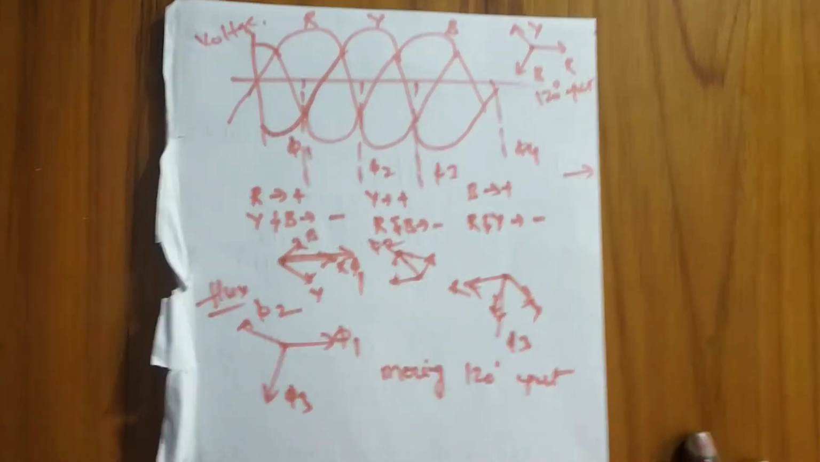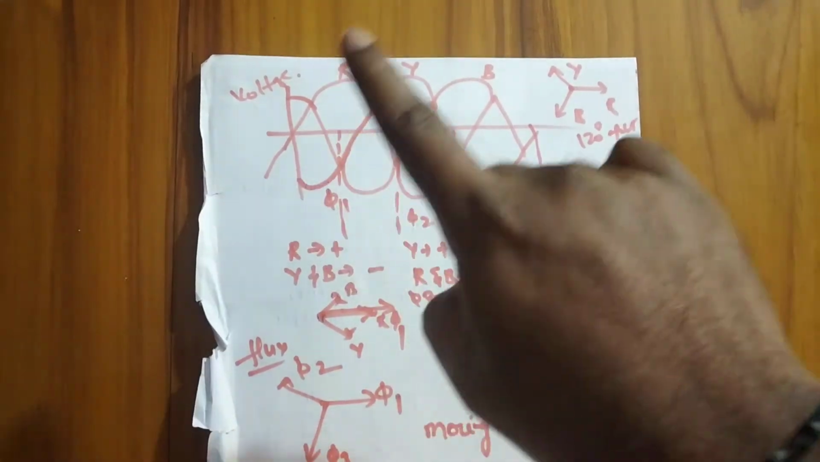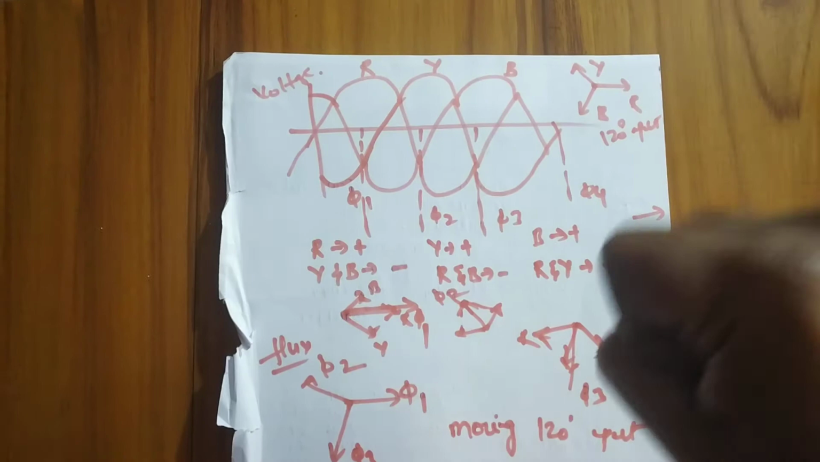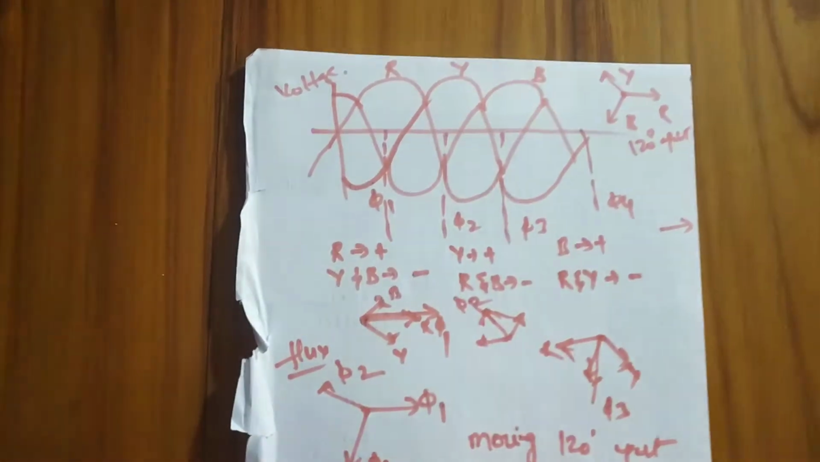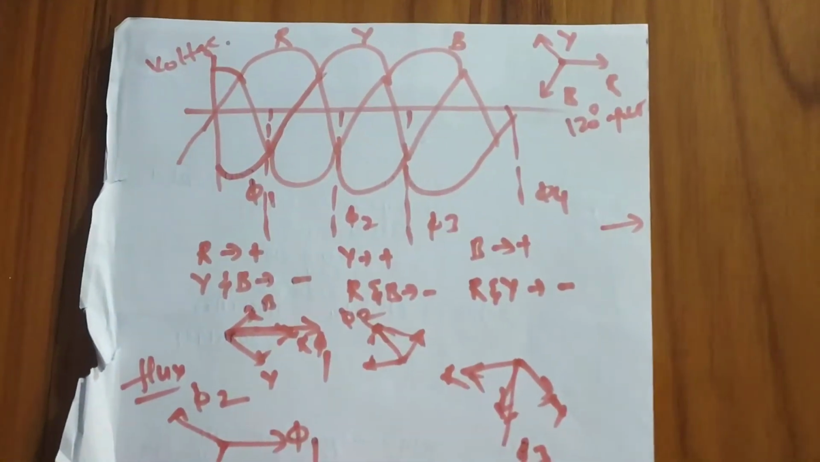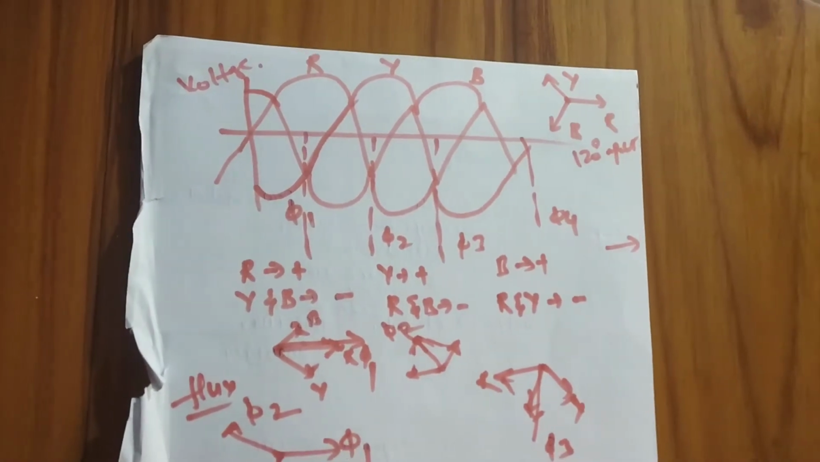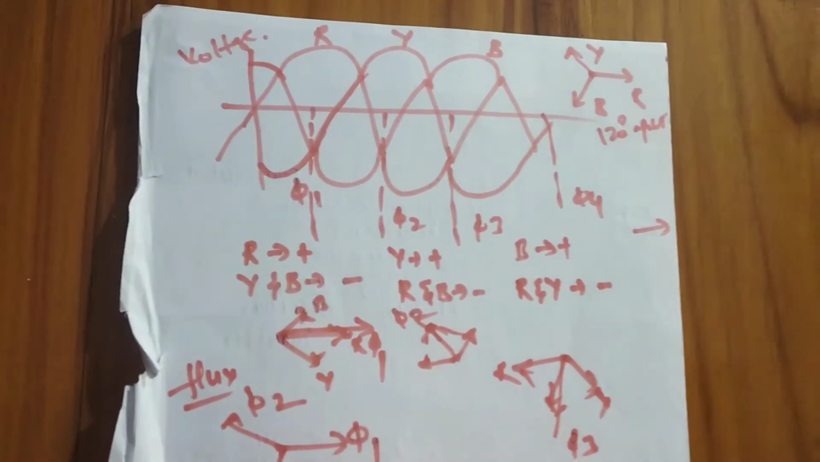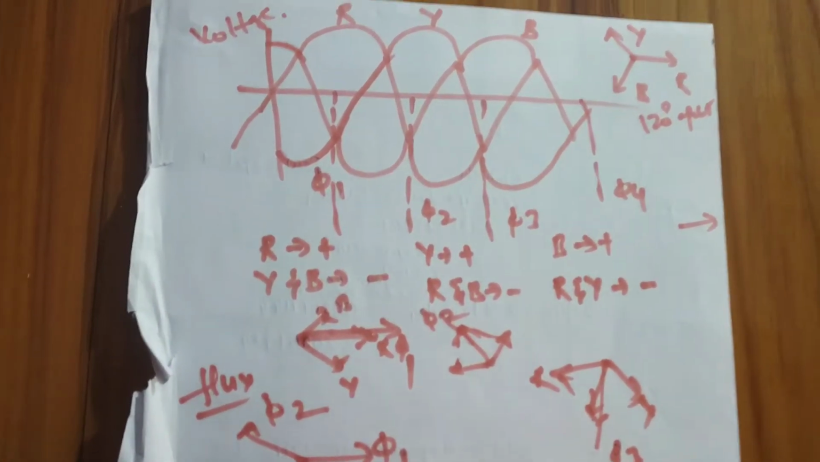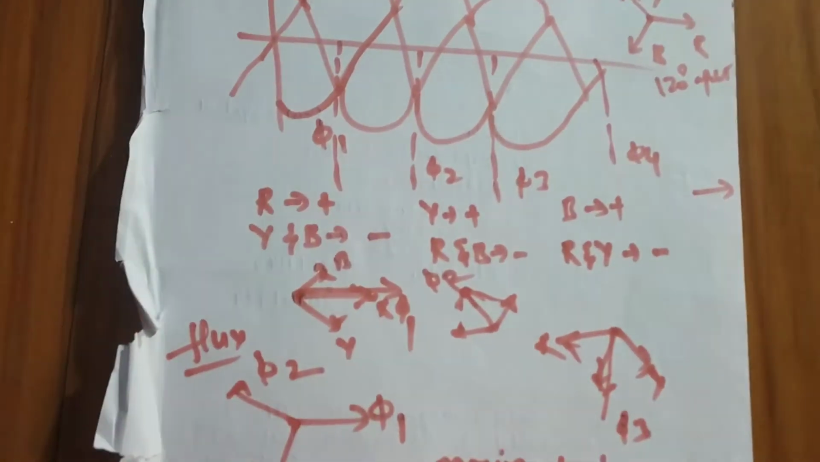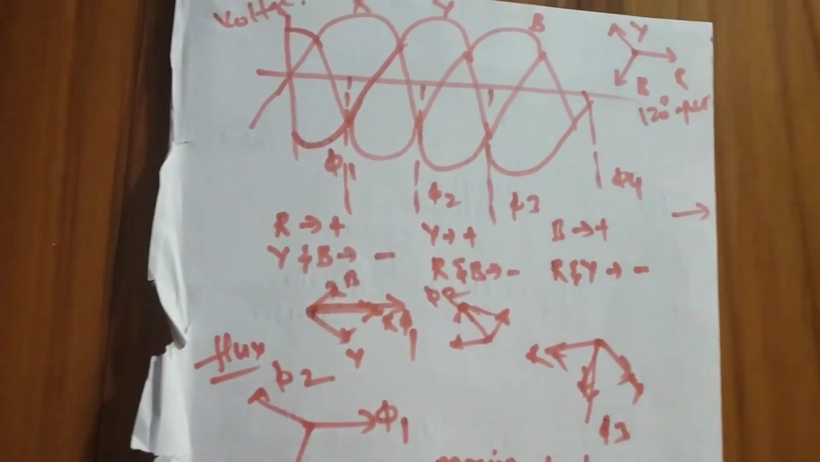Now you will see. So this is a three-phase AC supply, R phase, Y phase, B phase, which is connected to the stator. The stator has poles. When the three-phase AC supply is given to the stator, the poles are going to be energized and produce the flux. How the flux will be traveling, we'll see here.